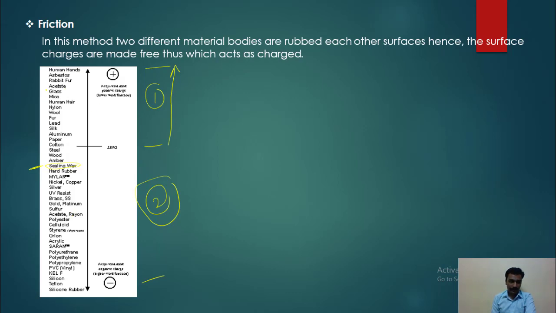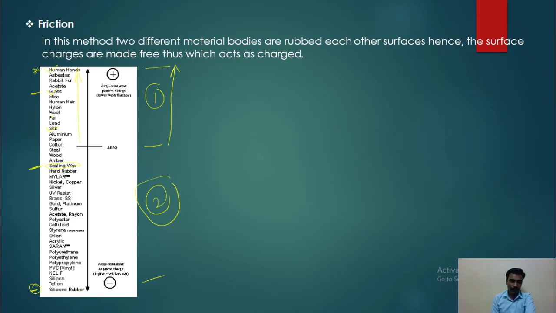But remember, what is this graph showing? What does the graph mean? The tendency of gaining positive charge, or losing electrons, in this direction is more. Human hands will lose more electrons compared to glass, and glass will lose more electrons compared to silk. So this is the highest possible positive charge after friction, and this is the highest possible negative charge material, that is silicone rubber.